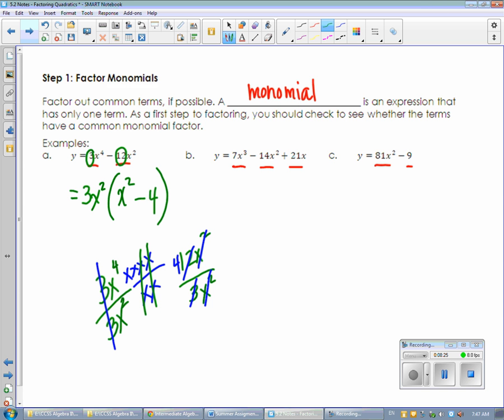If we take a look at example B, I'm going to look first at my numbers. I've got 7, negative 14, and 21. I know that all of those numbers are divisible by 7, so I can factor out a 7.